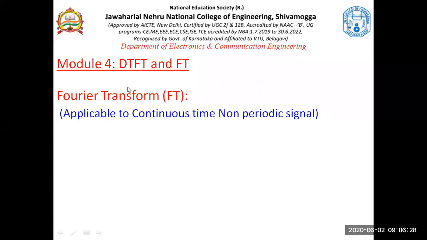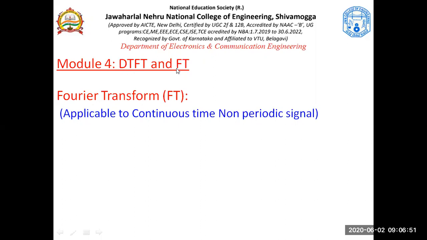Yeah, this is module 4. The DTFT that you had seen also was module 4 only. In module 4, we have DTFT as well as DFT, the Fourier transforms. Fine. Now DTFT is for discrete time and Fourier transform is for continuous time.